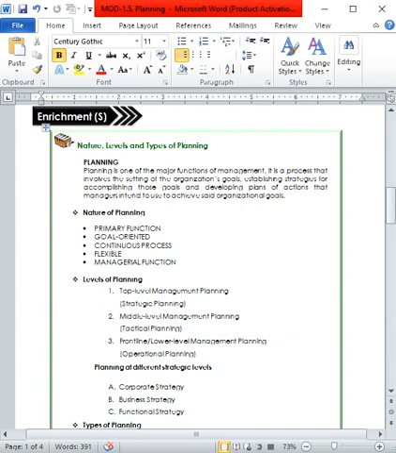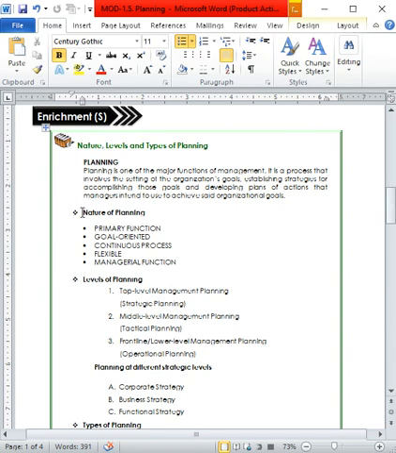So, do you know what a business plan is? That is what beginners usually do, and it is like a lesson plan as well, because you have to plan. You also have to set your objectives or goals, but we're going to discuss it more during our conference next week. Next we have the nature of planning.